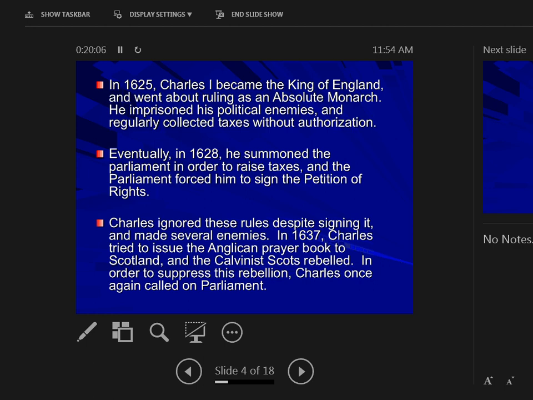Now, the other thing to understand about this is that Parliament is actually two houses. It's a bicameral legislature. Just like we have a bicameral legislature, only we have the Senate and House of Representatives, which are both electoral positions. We elect people for them. In Parliament, the House of Commons was elected, but the House of Lords was hereditary. You guys know what the word hereditary means?